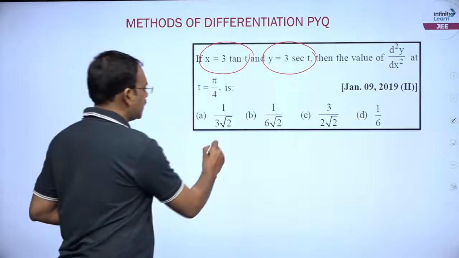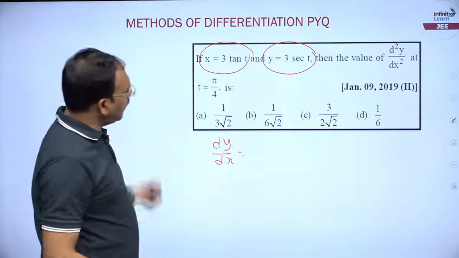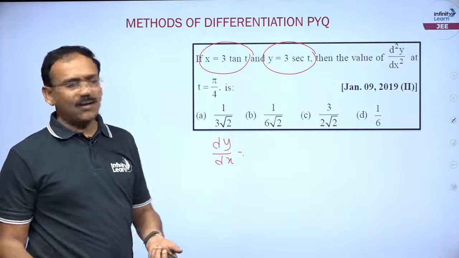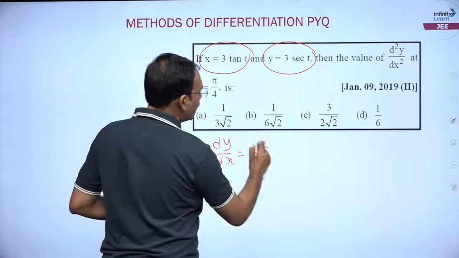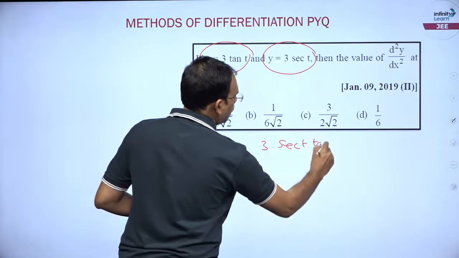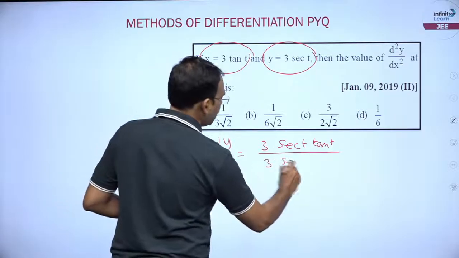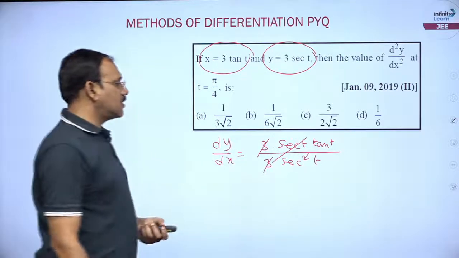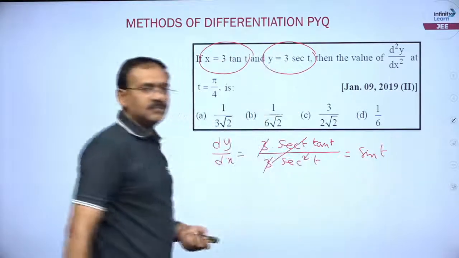You just find dy by dx, which will be in terms of t. Again take the derivative and dt by dx comes. If you want me to do it, I will, otherwise try. Dy by dt is 3 secant t tan t, dx by dt, 3 tan t derivative is 3 secant square t. 3 gets cancelled, secant t gets cancelled, this is sin by cos, 1 by cos, so sin t it is.